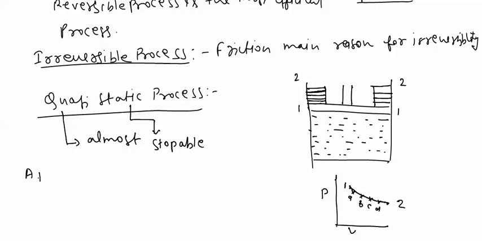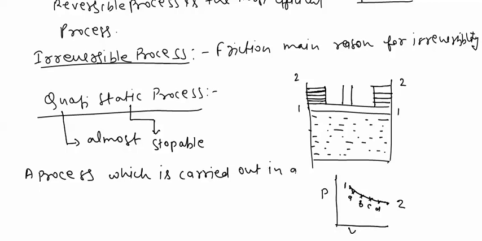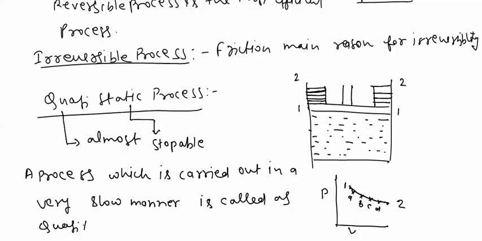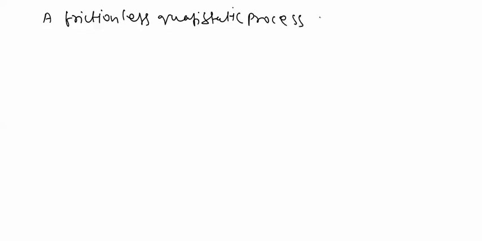It means you can say a process which is carried out in a very slow manner is called a quasi-static process. A frictionless quasi-static process is known as a reversible process.